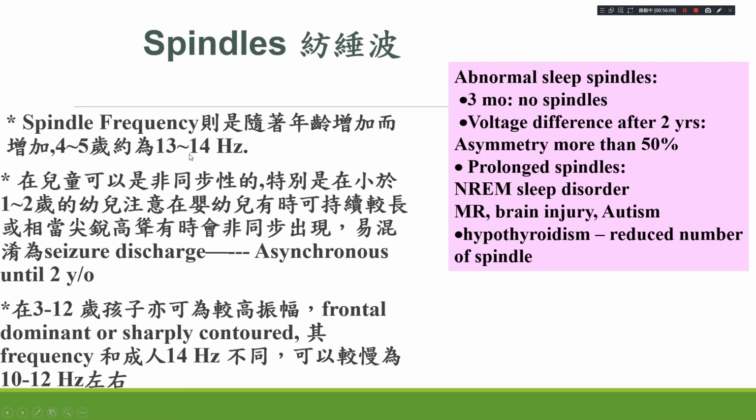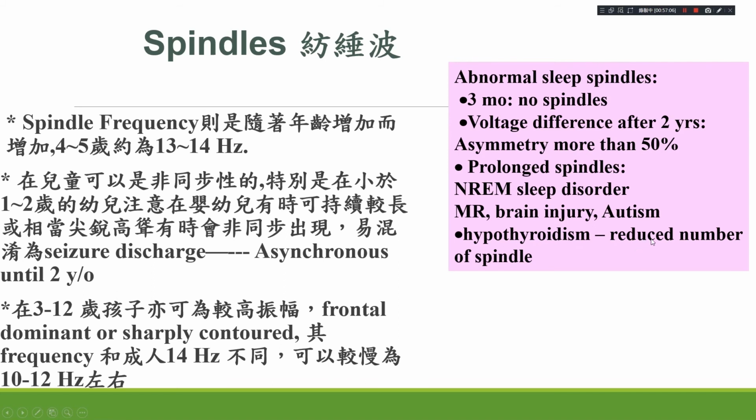So the frequency of sleep spindles will gradually increase by age. In 4 to 5 year olds, it would be 13 to 14 hertz, and could be synchronous or asynchronous, especially in very young children. It could be a very high, very spiky sleep spindle, easily confused with seizure discharge. And usually we say the sleep spindle is abnormal if there is no sleep spindle until 3 months of age. And a voltage difference of more than 50% after 2 years, or prolonged spindles in non-REM sleep, usually occurs in mental retardation, brain injury, or autism.